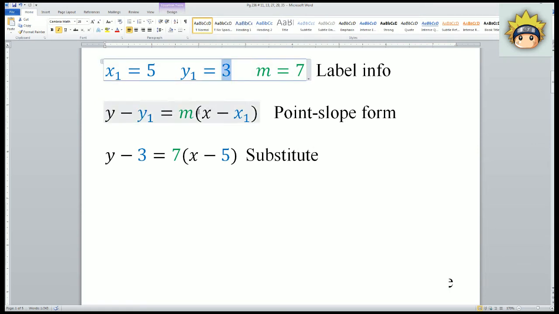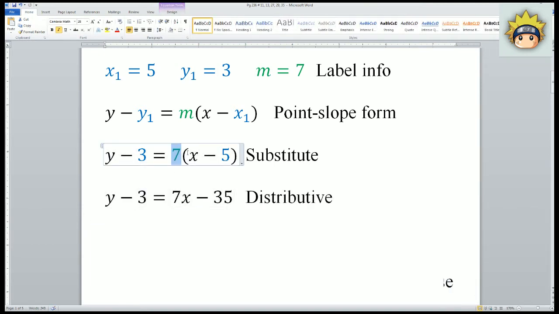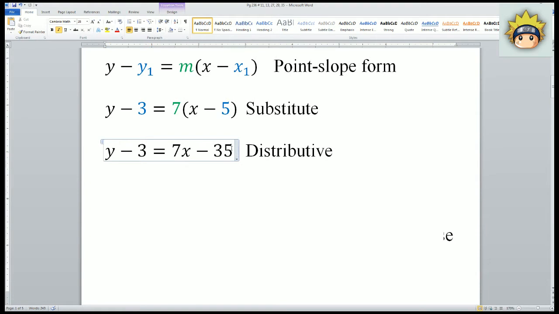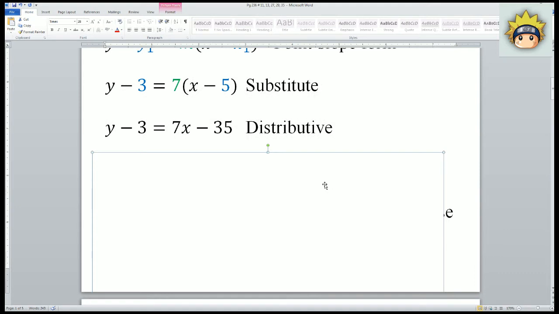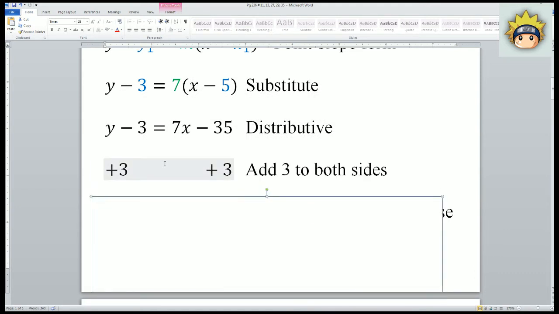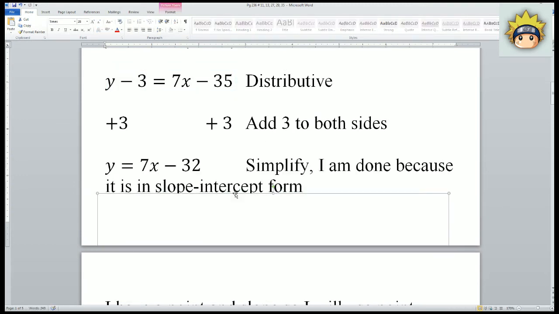Y1 was 3, so I made the substitution 3 here. M was equal to 7, so I put 7 here. And x1 is equal to 5. After I substitute, I have to distribute. 7 times x is 7x. 7 times 5 is 35, minus 35. The reason why I distribute is I'm going to try to get it into y equals mx plus b form. I add 3 to both sides because I'm trying to get y alone. Now I should get y equals 7x minus 32.